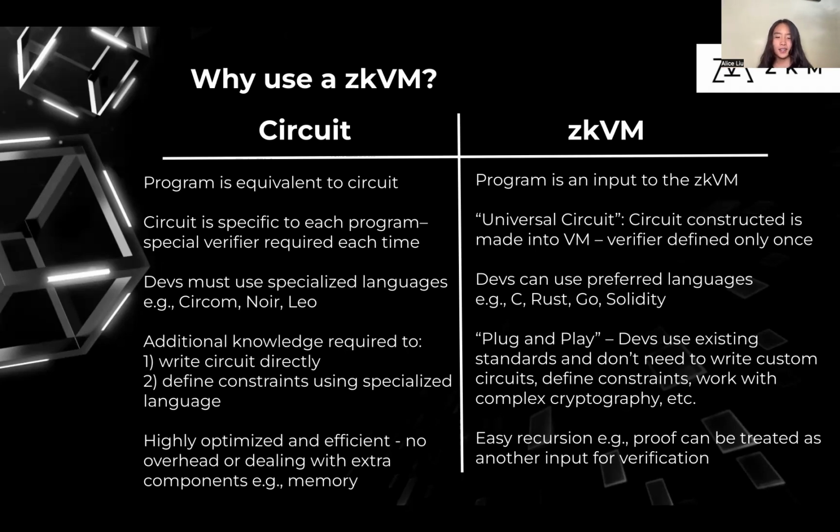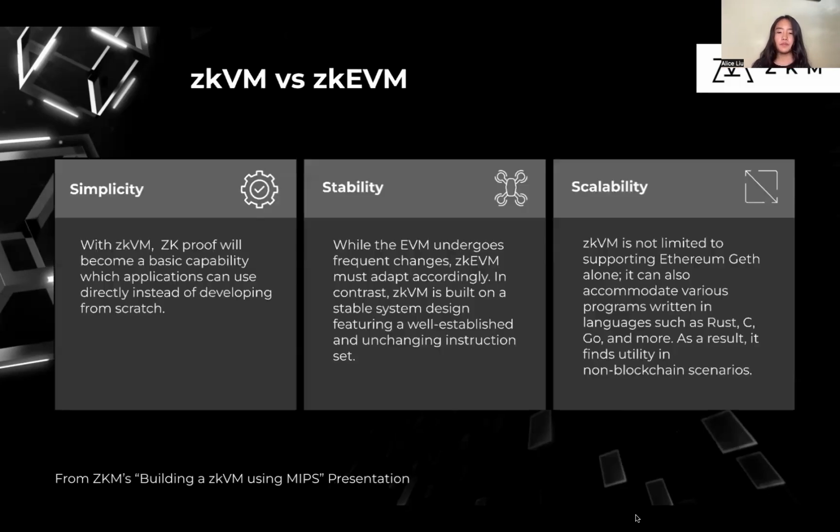zkVMs additionally also have a generally easy path to recursion. So after taking the first program, you can take the proof that's generated and pass it as an input, run a verification program with that proof, and then get another proof that proves that the first proof was correct. So that recursion aspect is present within zkVMs, but it's a lot more difficult within circuits.